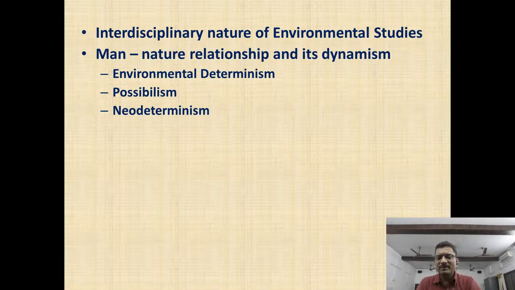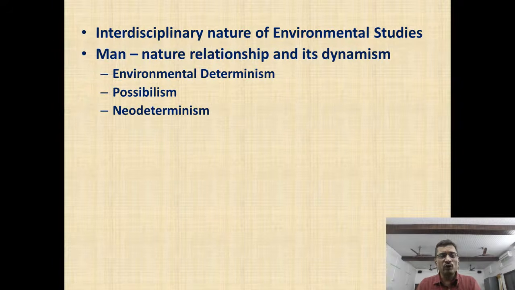So environmental determinism says that nature is supreme, nature is controlling human life, whereas possibilism says that human beings are supreme. In fact, the abilities of human beings are such that they can change nature. It is possible for human beings to change nature. That's why it's possibilism, which is associated with Vidal de la Blache and Febvre and many other thinkers. They believed in possibilism. And the third one, dear students, is neo-determinism.